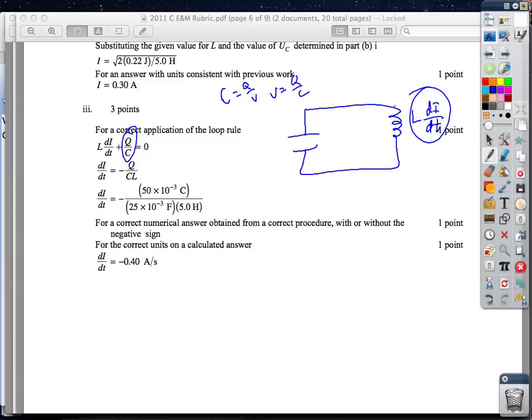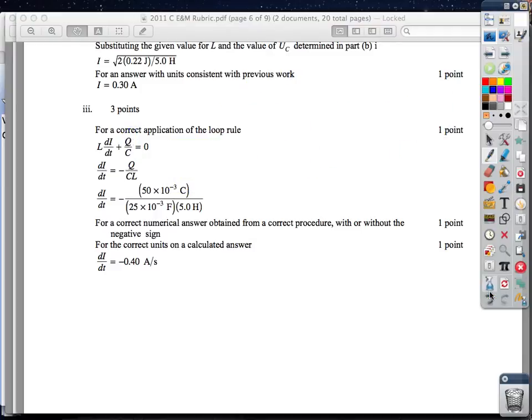So this one is, do you remember that L di/dt is equal to V? Is that in your formula sheet? Yeah. Okay, well, there you go. So if you just looked that up on your formula sheet, then you would have had it.